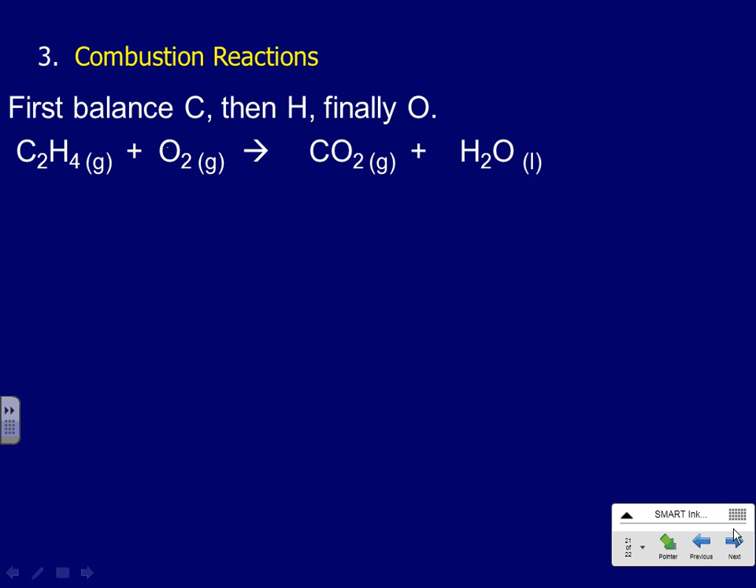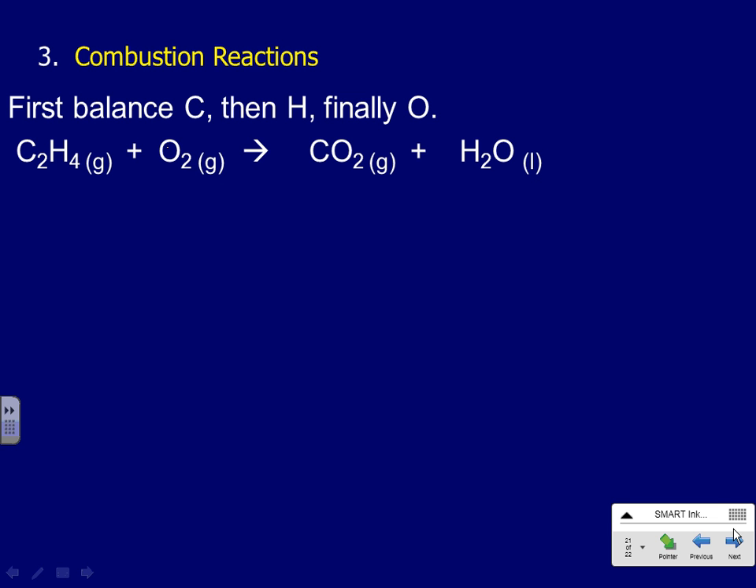And I don't think it would have been too big of a stretch if you had done the O last. That's excellent. That's a good way to do it. But I find it's the easiest to do C's, then H's, then O's. And it's fairly straightforward.